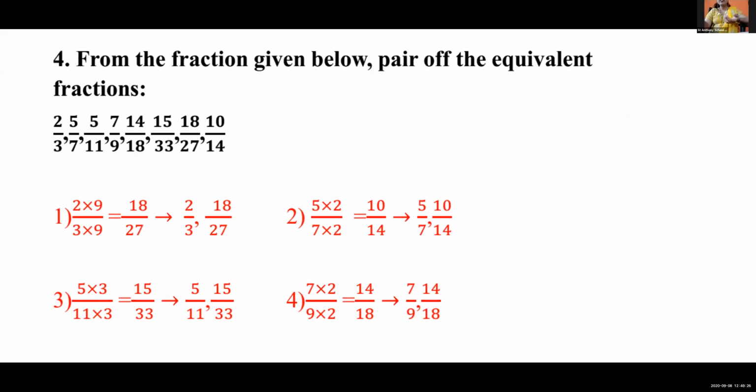Okay, now we will see the fourth one, 7 upon 2. We have to find out 7 upon 2's equivalent fraction from these given numbers.